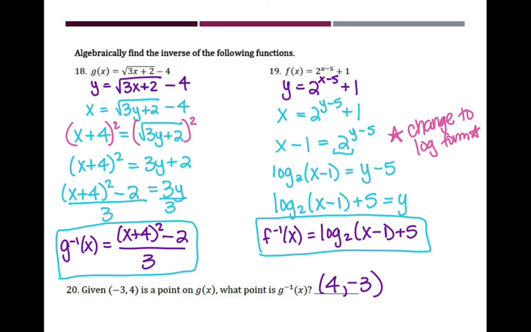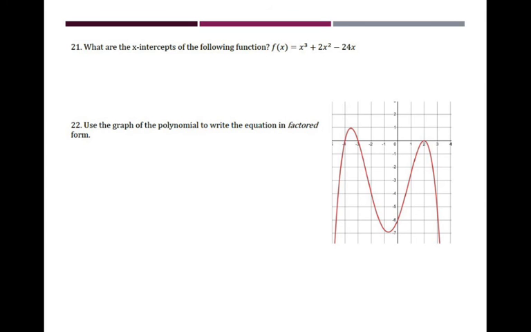All right, almost done. 2 more questions for unit 1. So what are the x-intercepts of the following function? x cubed plus 2x squared minus 24x. What you want to do is you want to factor it. So I notice that they have an x in common, so I can take out my x. So I have x times x squared plus 2x minus 24. And I want to find two numbers that multiply to negative 24 and add to 2. What is that? 6 and negative 4.